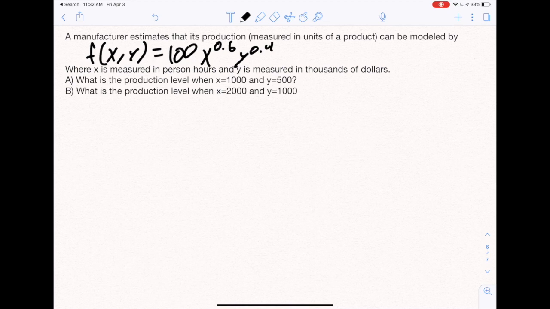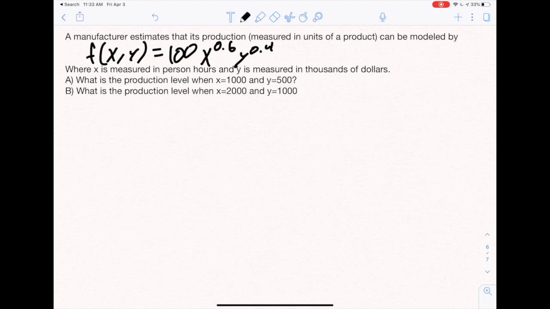Let's talk about person hours. So a person hour is units of labor. If I have one employee that works 10 hours, that's 10 person hours. Or if I have 10 employees that each work 1 hour, that is still 10 person hours. So that's what person hour means, it's hours of labor put in. We want to find A, what is the production level when x equals 1,000 and y equals 500? And B, what is the production level when x equals 2,000 and y equals 1,000?